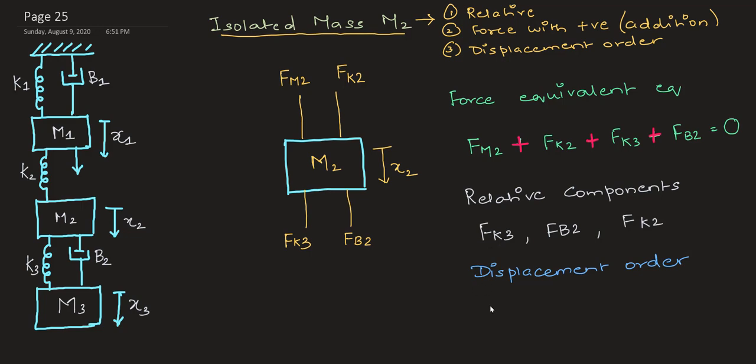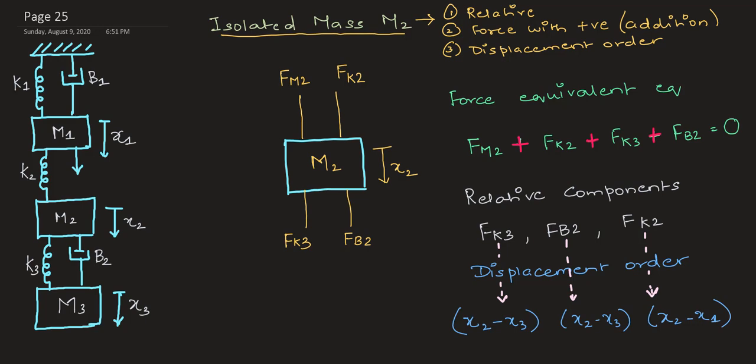And here the relative displacements happen for Fk3, which is connected between M2 and M3, Fb2 also connected between M2 and M3, and Fk2 is connected between M2 and M1. So the relative displacement for Fk3 is what? Yes, x2 minus x3. The same for B2, and for Fk2 it is x2 minus x1.